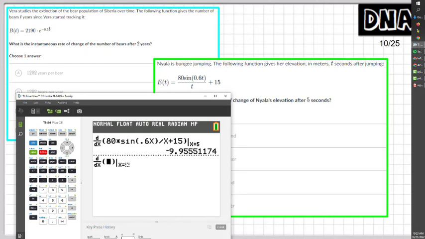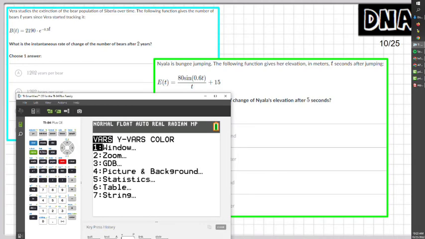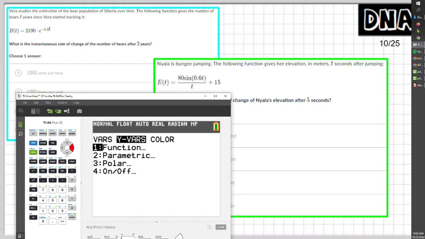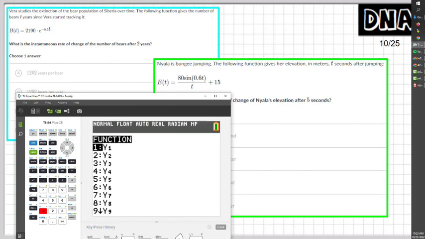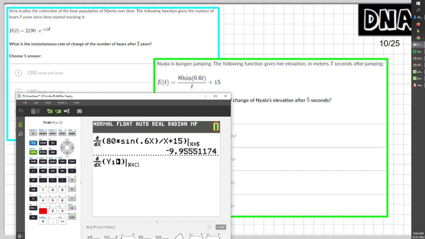Hit the vars button. The vars button is underneath all the arrows. After you hit the vars button, you're going to go to y vars. Then you go to y vars, and then you want a function. So you hit 1 or down and enter, and then you select y1. In this case, I select 1 because that's where y1 is, and then I get out of there, and then I put my 5, and then you're going to get the same answer.